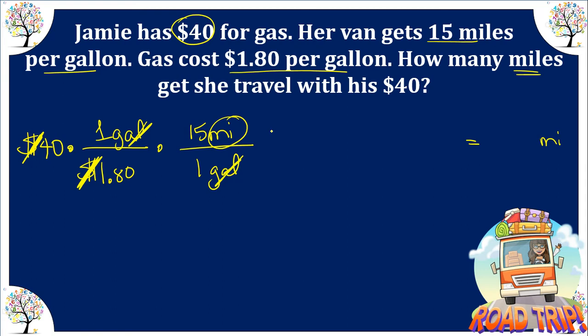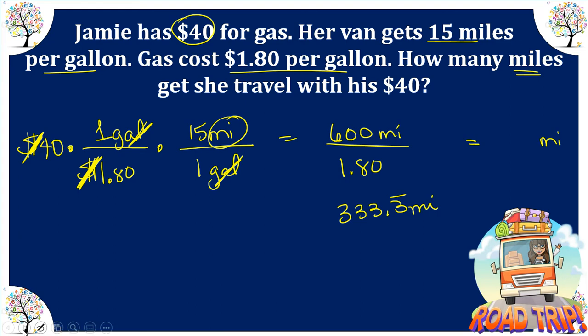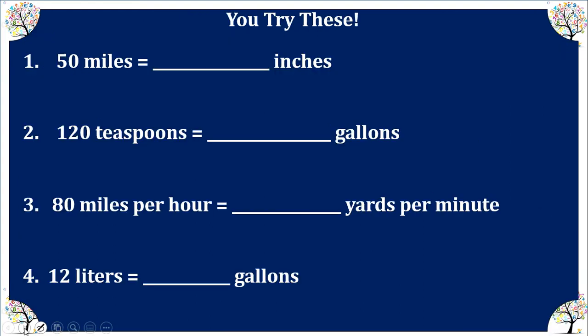We're going to multiply straight across. So we have 40 times 15. That gives me 600, divided by $1.80. And we get 333.3 repeating miles. So that's how far that 40 bucks will take them. Okay, let's pause the video, and then when we come back, we'll do these together.